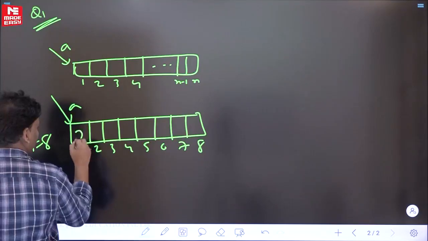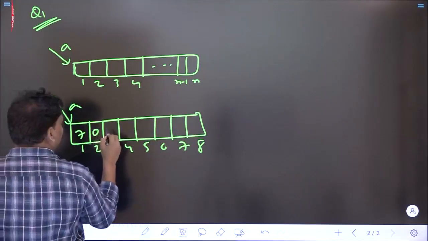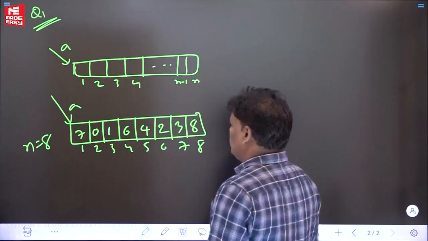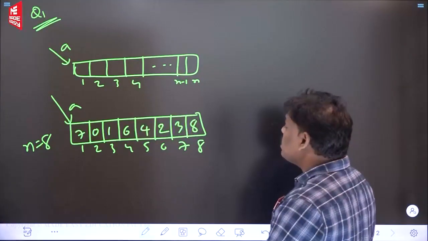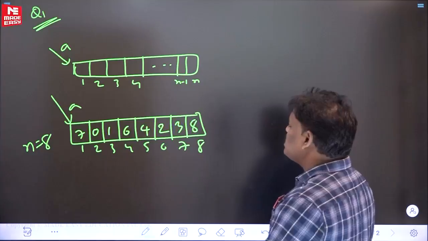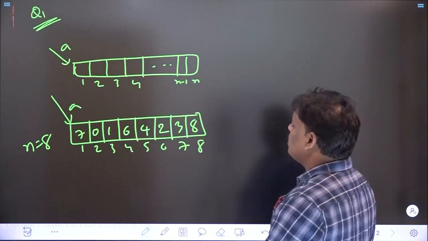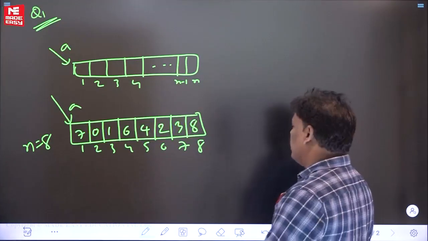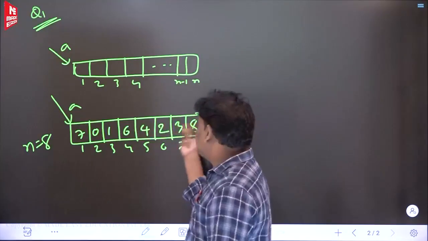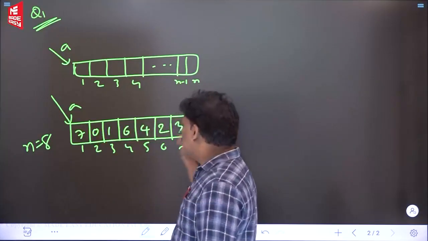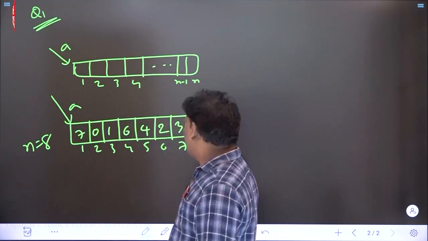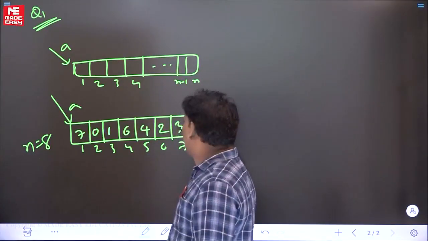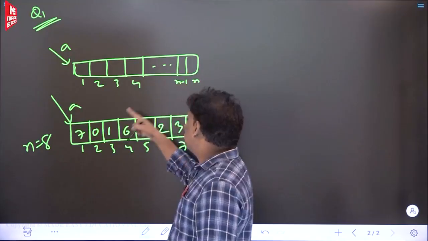Let's check here: 7, 0, 8. So array name is A, which contains indexes 1 to 8. Values are 0 to 8. Except one person, everyone is there. Find the missing person. In this array, if you see the range, minimum 0 is there, maximum 8 is there. Indexes are only 8, but values are 9. Except one person, all are there.